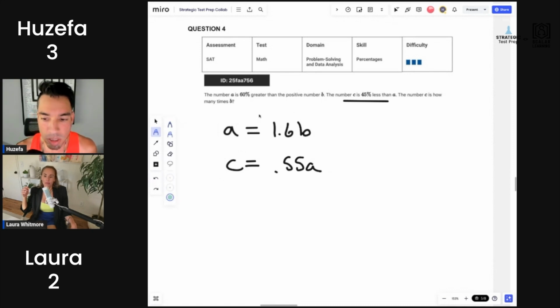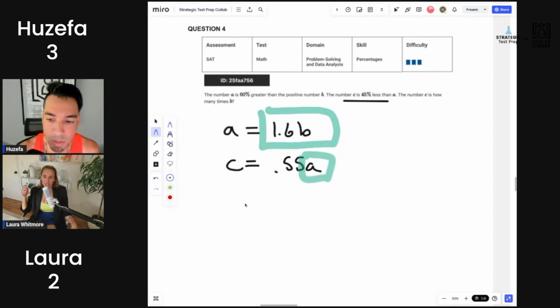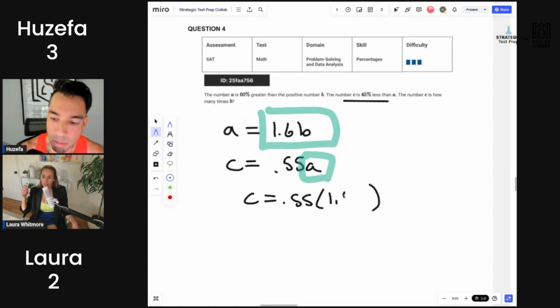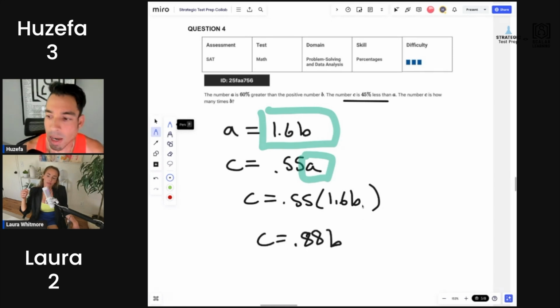Now what I'm going to do is I'm going to take, and be careful, the 6 kind of looks like a B. So I'm going to take the 1.6B, and since it equals A, I'm going to pop it in for this A right here. So now I have C equals 0.55 times 1.6B. I'm going to use a calculator for this. Hold on. Okay, when I multiply those two out, we get 0.88. So we get C is equal to 0.88B. And the cool thing about this equation is we immediately get to the answer.